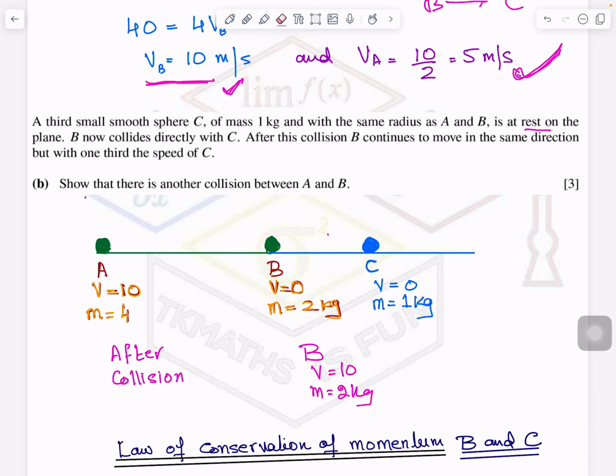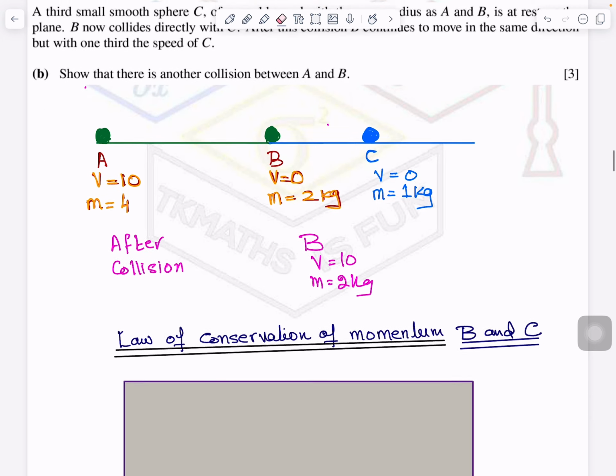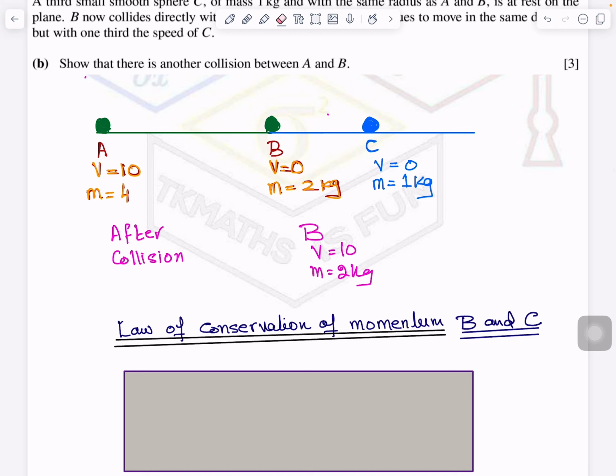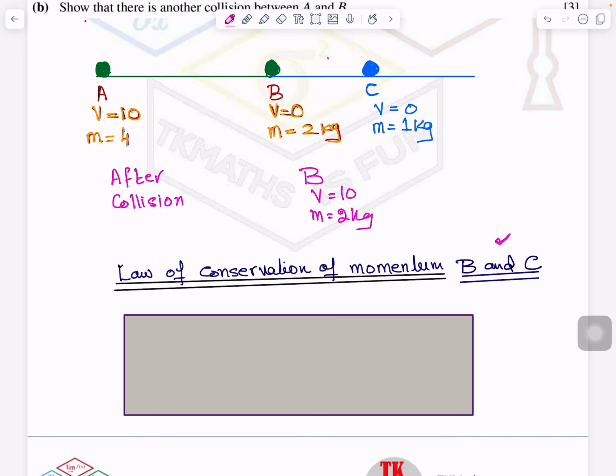Now I'm just cleaning up the place a bit. Let's see what I will do. I will apply the law of conservation of momentum on B and C, because the only thing I want to see is the speed of B after the collision.